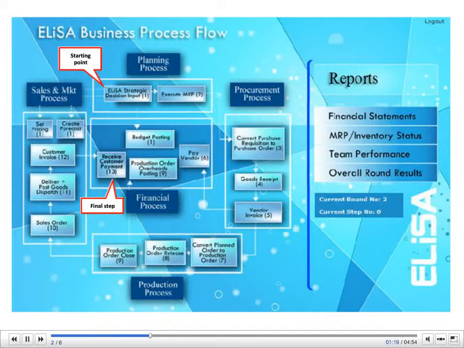On the right-hand side is the reports section, where each team can view the financial statements, MRP, and inventory status at each step, and the overall results and team performance after the completion of each round.